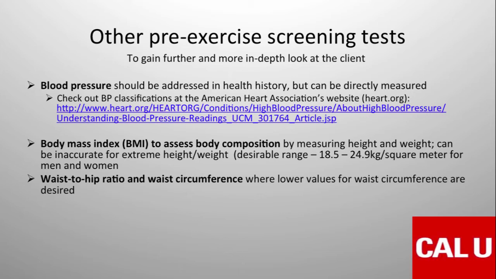The body mass index, or the BMI, is used to assess body composition, and this can be a very helpful tool. We want to look for a desirable range of 18.5 to 24.9 kilograms per square meter for men and women. We can also look at the waist to hip ratio and waist circumference, where we want to find a lower value for waist circumference as a safety aspect to their exercise program.